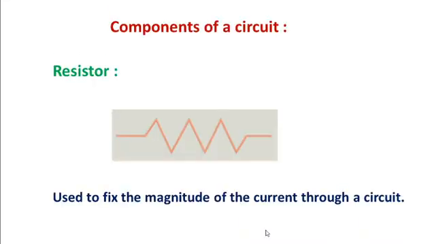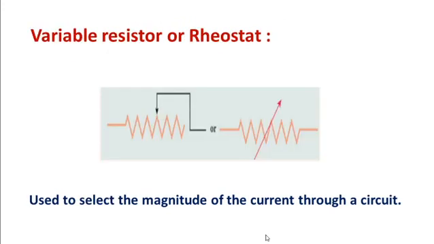So components of a circuit, first we will discuss the resistor. See the diagram. This is the symbol of the resistor component, used to fix the magnitude of the current through a circuit. So we can also control the amount of flow of current in a circuit with the help of resistance. Such components used for providing resistance are called resistors. The resistors can be fixed or variable. Resistors can have a fixed value or it can vary. Fixed resistors have a fixed value of resistance. The resistance value is fixed.